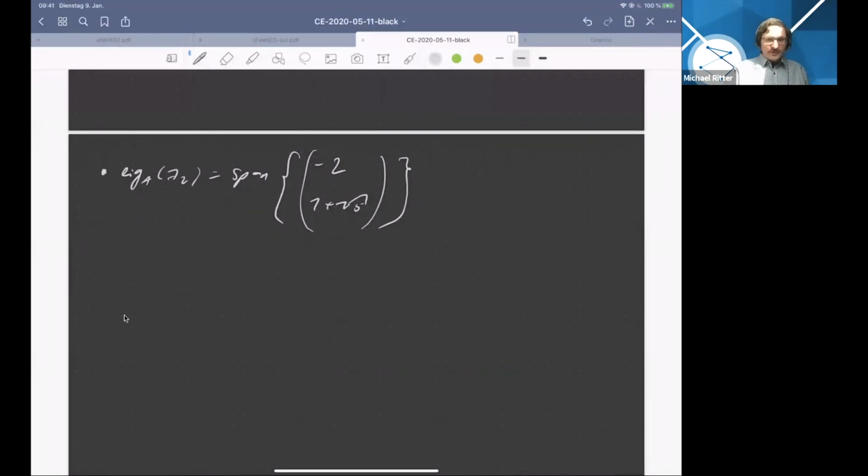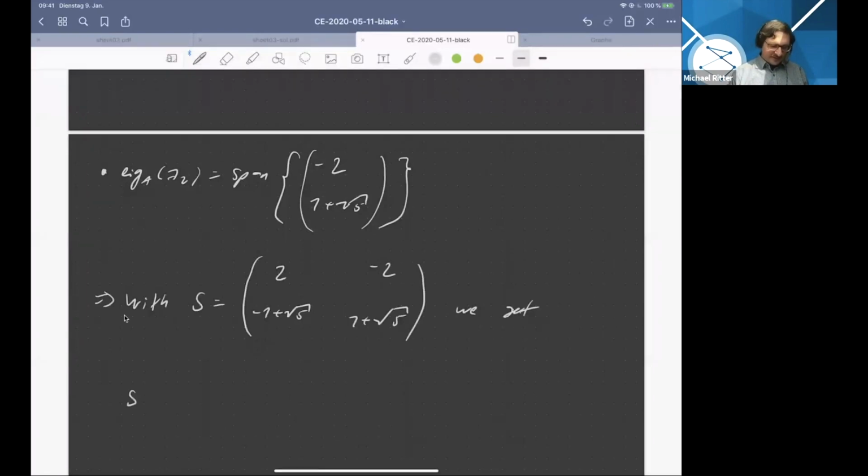And that means we now have the transformation matrix that we need. We can just use these two eigenvectors here. So by setting S to 2 and minus 1 plus square root of 5 in the first column, and minus 2, 1 plus square root of 5 in the second column, we get S to the minus 1 A S equals the diagonal matrix that just consists of those two eigenvalues on the diagonal.